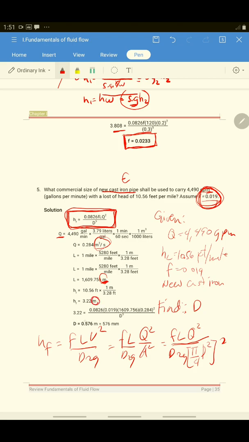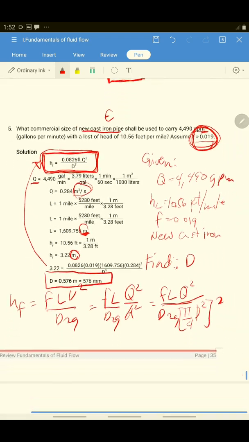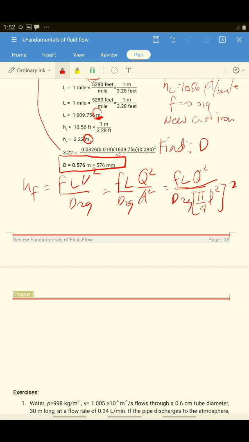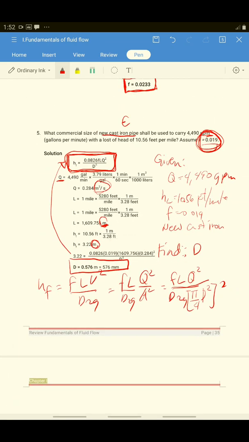Okay, since you already have the values, substitute values to the equation. So your value for D is equal to 0.0576 meter, or 576 mm. Okay, so I hope you understand the principle behind this chapter, Chapter 1, the review of fluid fundamentals.